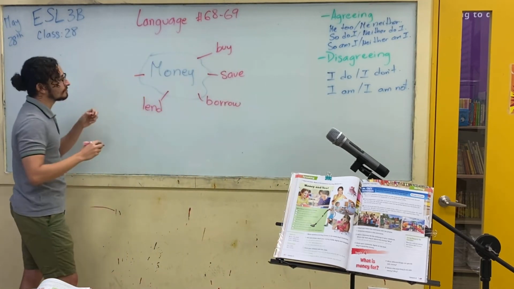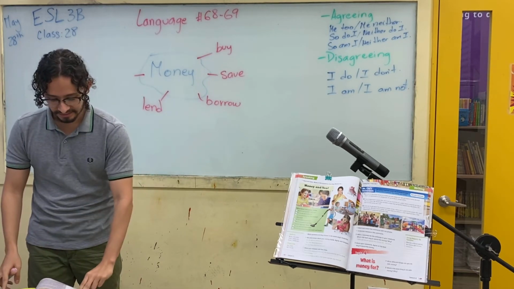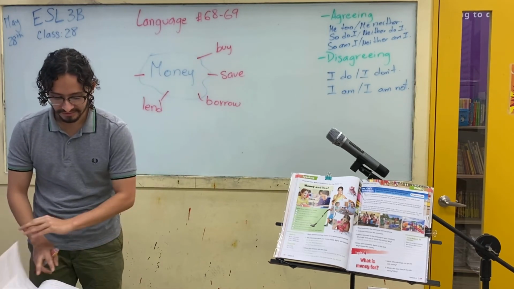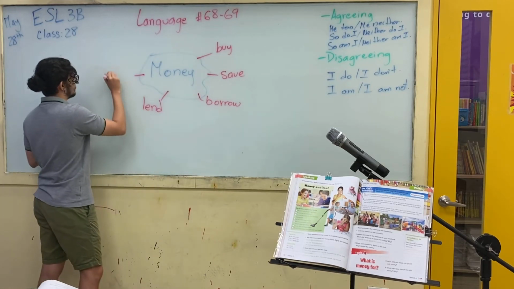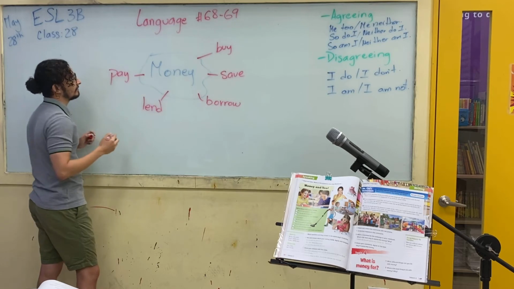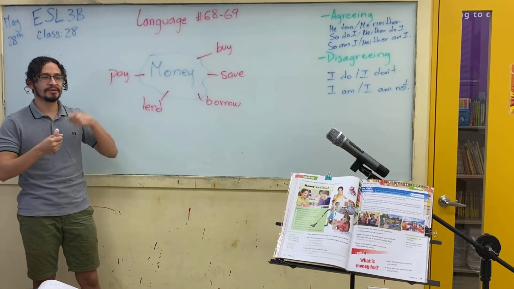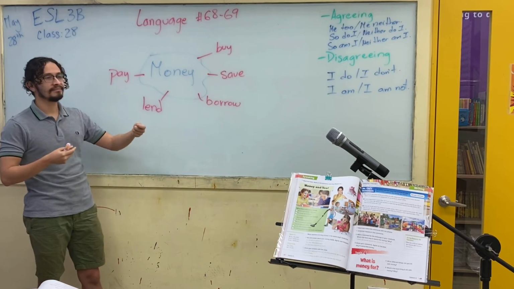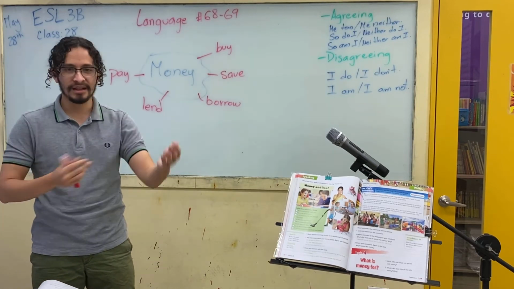Okay. I think we can do maybe one more thing with our money. If you can take a look at page 62. Oh, we can pay back. You can pay, for example, if you go to the movies, you need to pay for the ticket, you need to pay for the food, you need to pay for everything. So you give money and you get things.